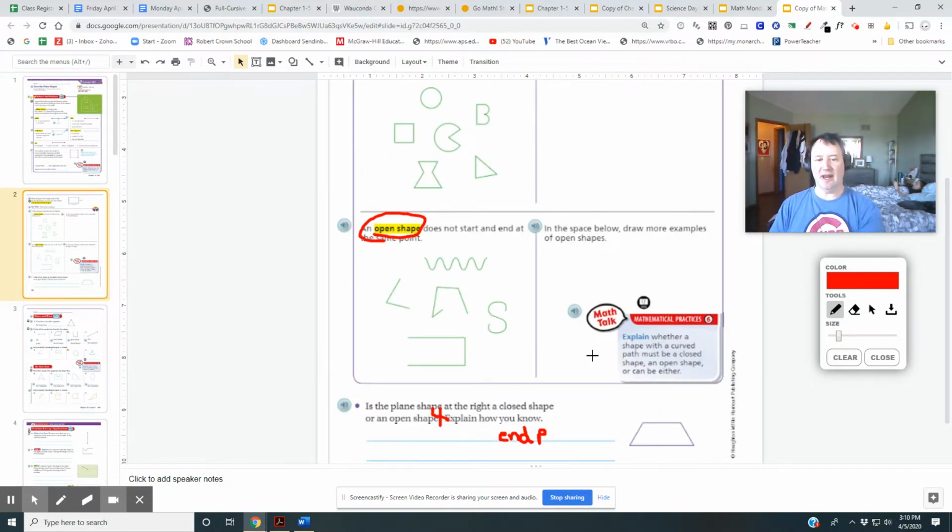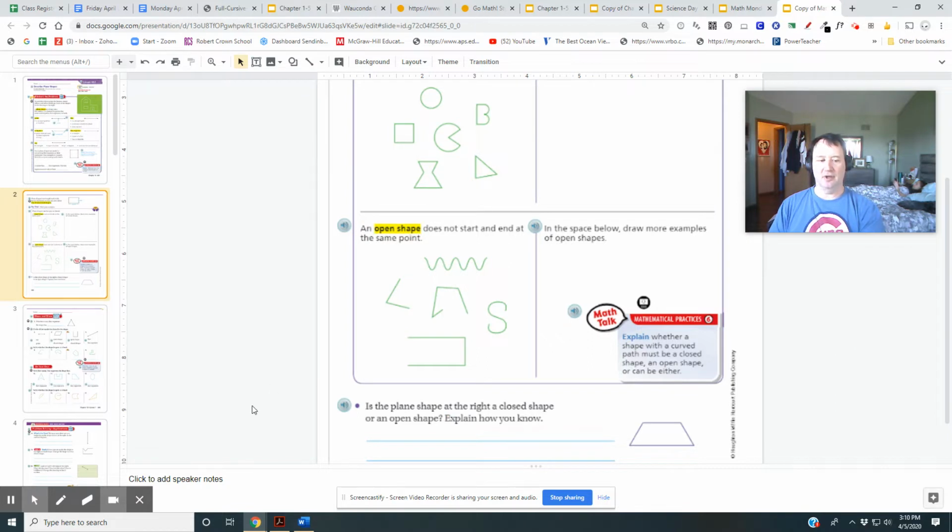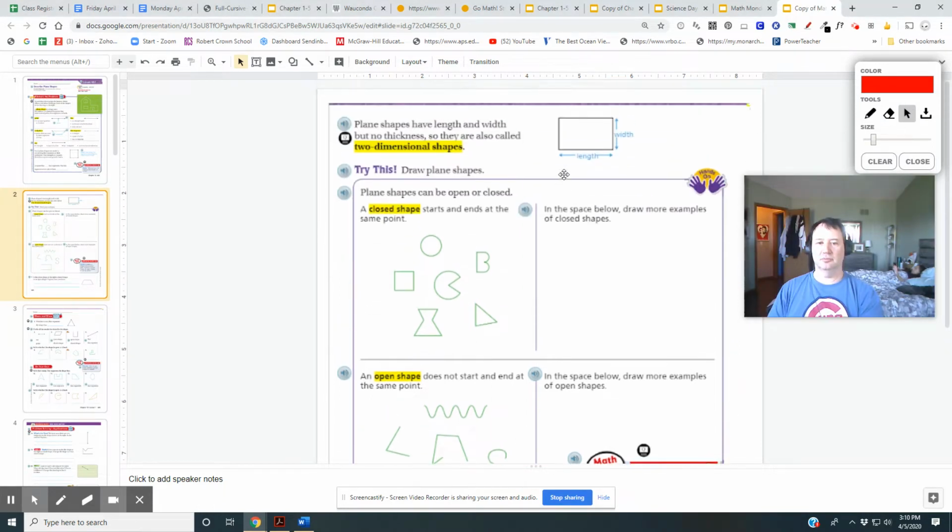So now I move on to my next page. I'm going to clear that. Plane shapes have length and width, but no thickness, so they are called two-dimensional shapes. Draw plane shapes. A closed shape starts and ends at the same point. In the space below, draw some examples of closed shapes. So whatever you draw is fine as long as it's closed. So you don't want to draw something that looks like that. You want to make sure it's totally closed.